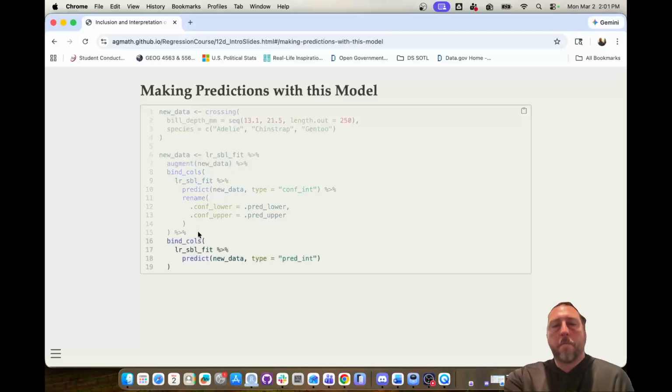And then I'm going to do one more thing. It's basically the same as what I did before, but I'm attaching prediction intervals to that. So I'm adding 2 more columns to my data frame. These are now going to be pred lower and pred upper. Those are named appropriately already, so I'm not going to bother renaming them.